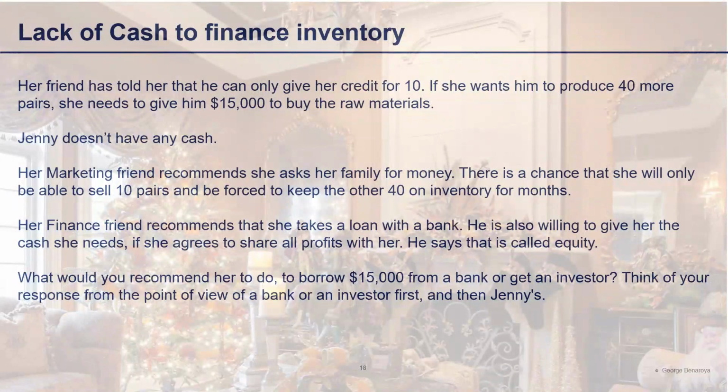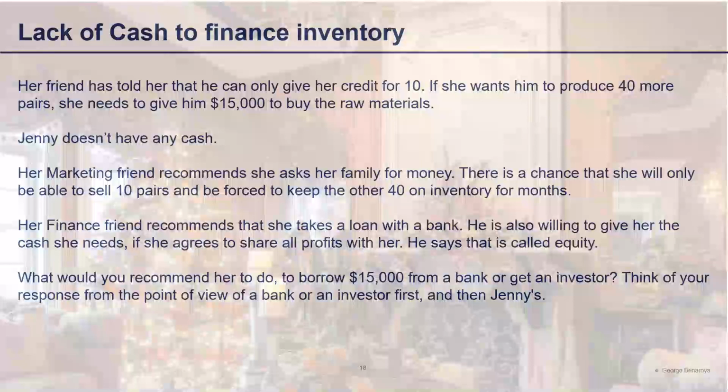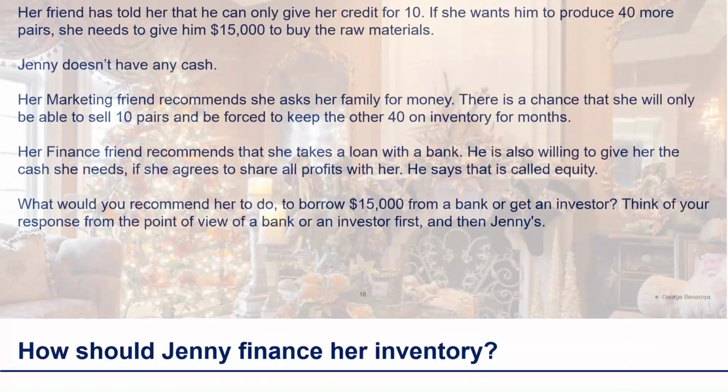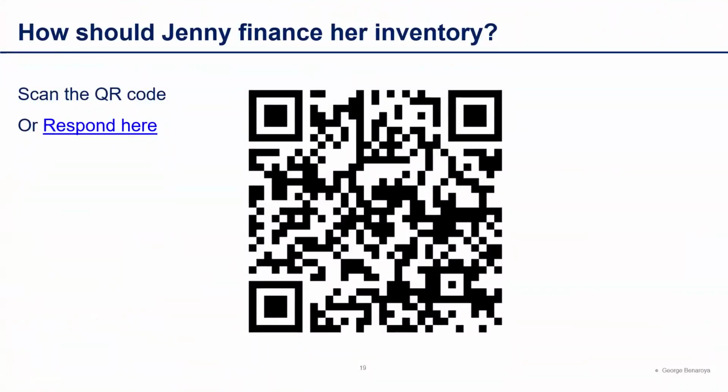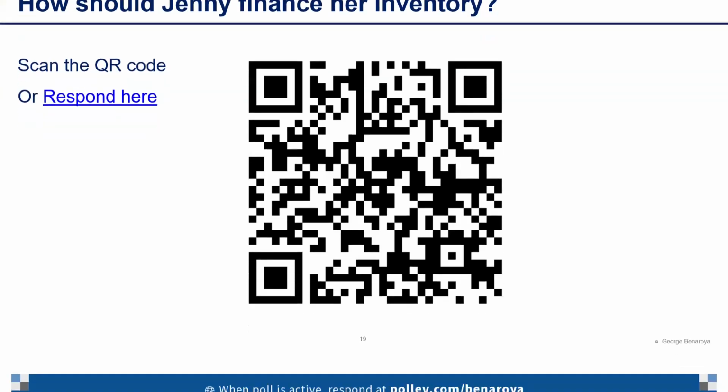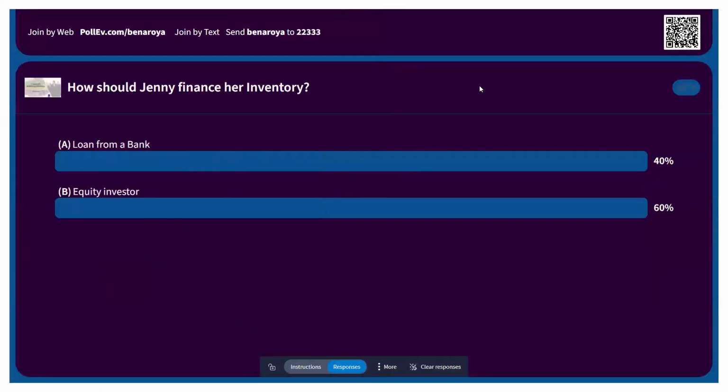Jenny needs the $15,000 to buy the shoes that she's going to sell during Christmas. Now, she can borrow from a bank or she can get an investor. Before going through the slides, what do you think she should do? And here's a QR code, and you can scan it and respond. You will see how other people have responded. When I was recording this, it was about 40-60, the ratio.